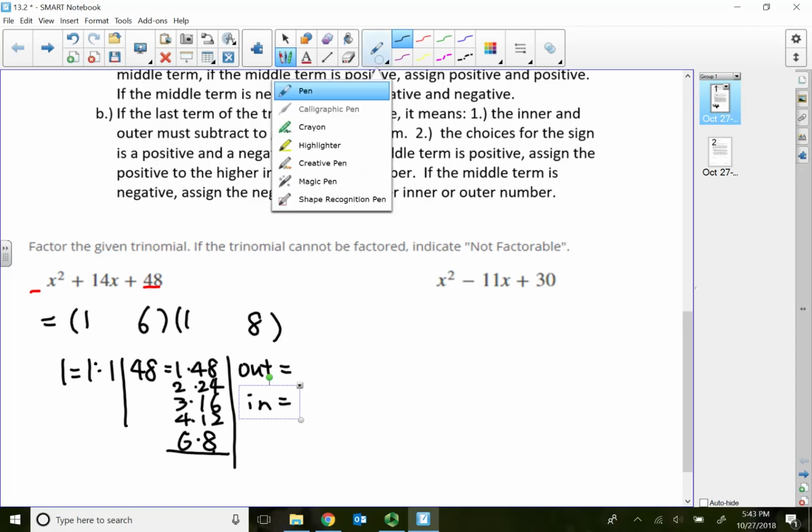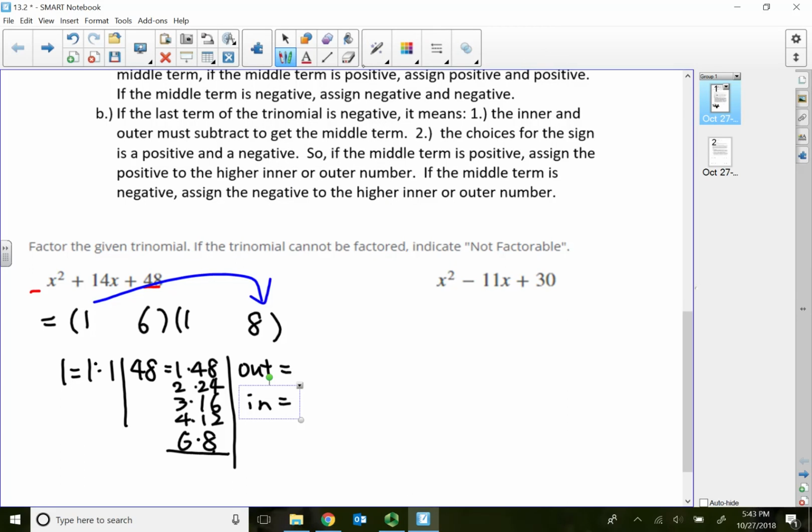Right now my outer, 1 times 8, is going to be 8. My inner, 6 times 1, is going to be 6. The 8 and 6 combined can give me 14 if we add them. Combine means add or subtract. If I add the 8 and the 6, it gives me 14. If I subtract the 8 and the 6, it gives me 2.